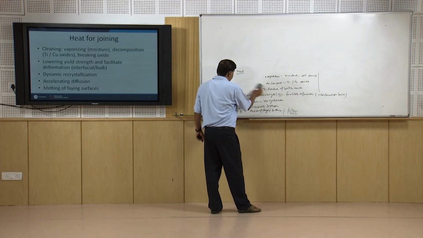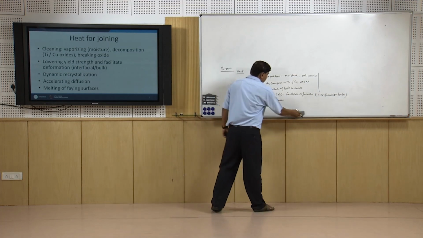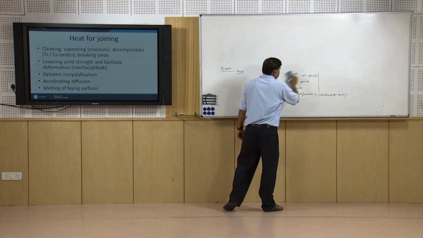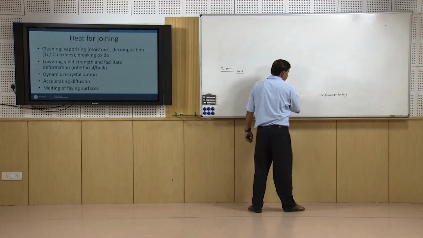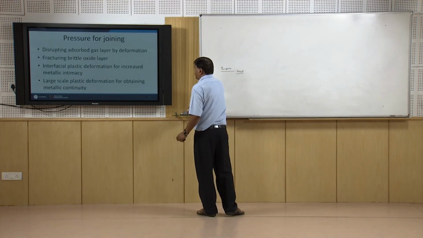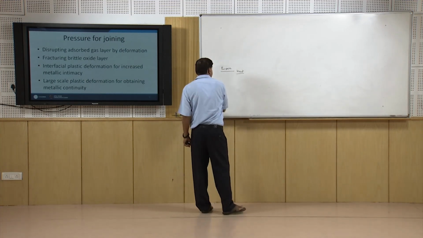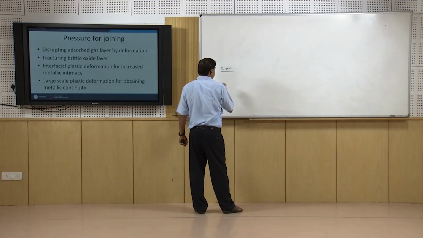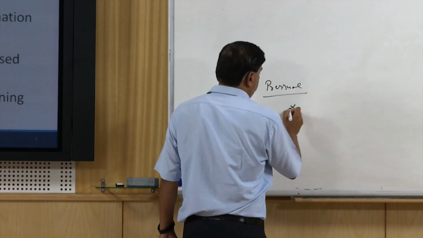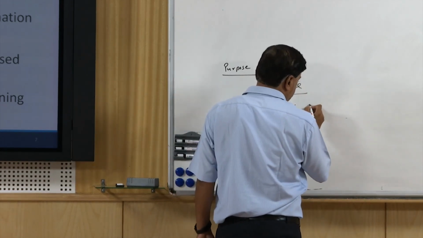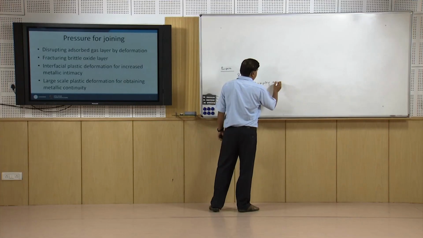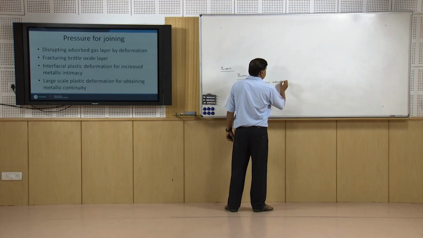Now, we will see the purpose for which pressure is applied. The pressure in the joining processes is used for different purposes than those for which heat is used. So, the application of pressure helps in the following purposes. One is disrupting the adsorbed gas layer.